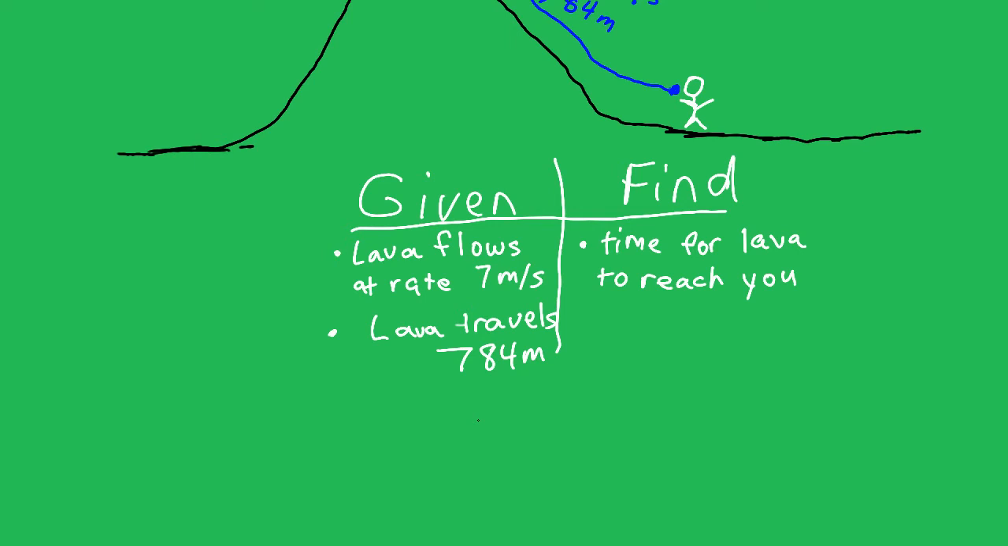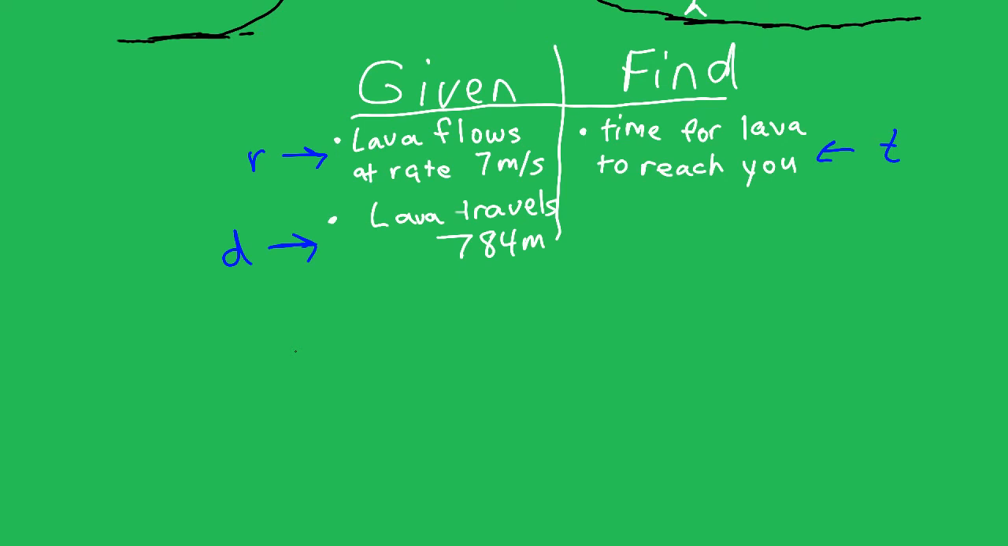Okay, so that's the information we're given and the information we're being asked to find condensed into a little table. Now notice here that we have a distance right here. I'll just put D for distance. And we also have a rate right here, R for rate, and then we have a time over here, time for lava to reach you. So if we have a distance, a rate, and time, then we can apply the formula distance equals rate times time.